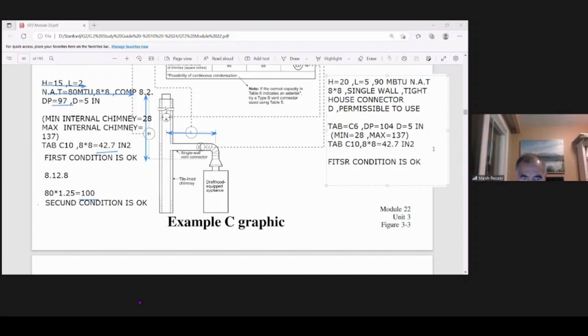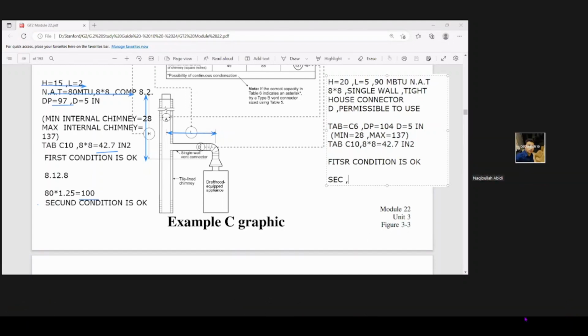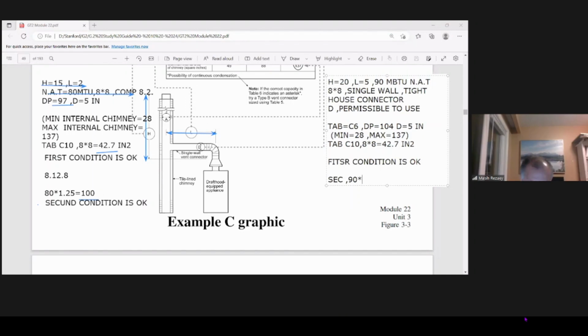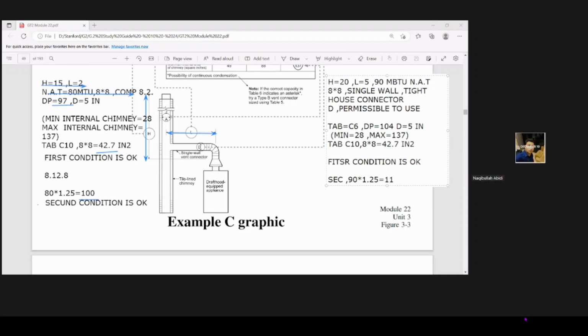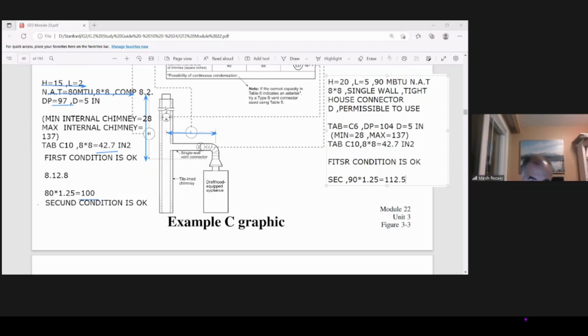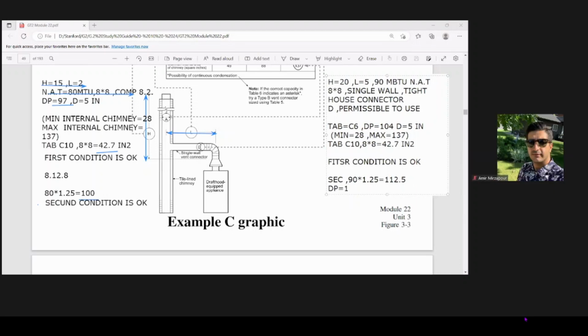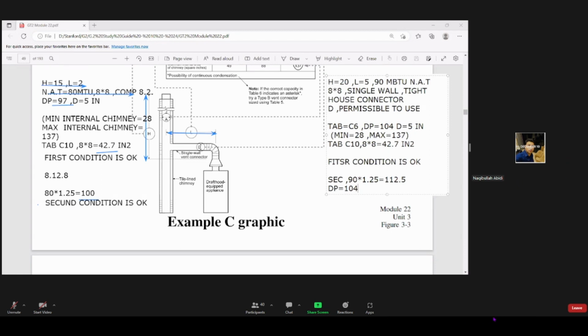Okay, the next condition. Second condition, it is 90, right? Yeah, the capacity was 90. 90 times 1.25, how much is it going to be? 112.5. Yes, sir. And this 112.5 is more than the DP, how much was the DP? 104, right? So the second condition is okay too.